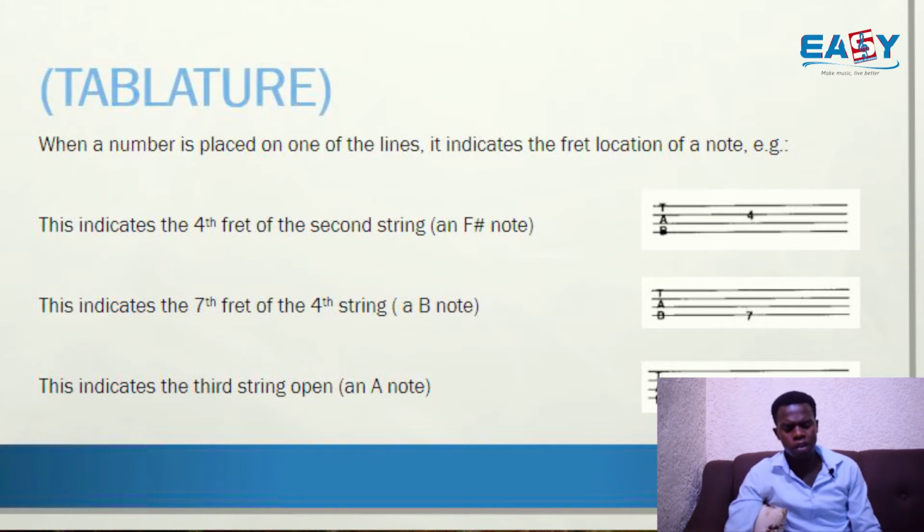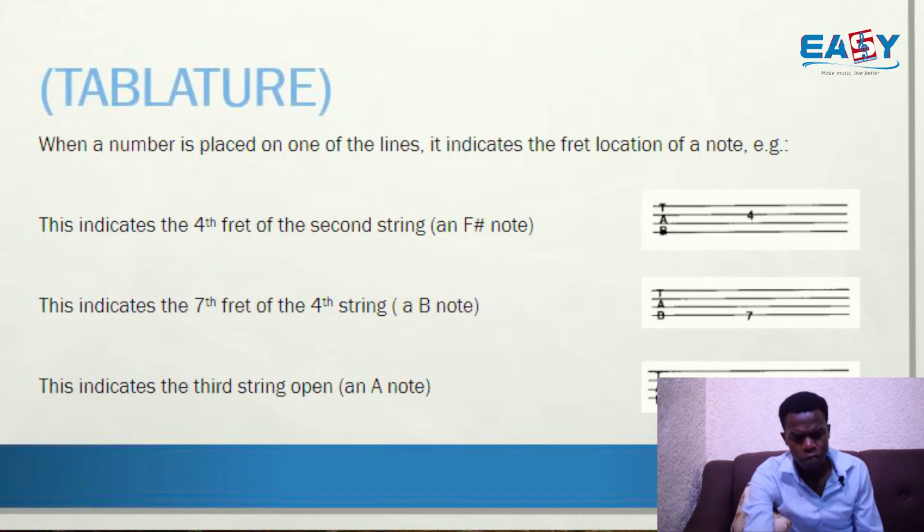The second one is saying you will play the seventh fret of the fourth string. That will be the B note. And the third is indicating O, to mean it's an open string. If it's O, it's an open string, meaning the open A string, which is the A note, of course.